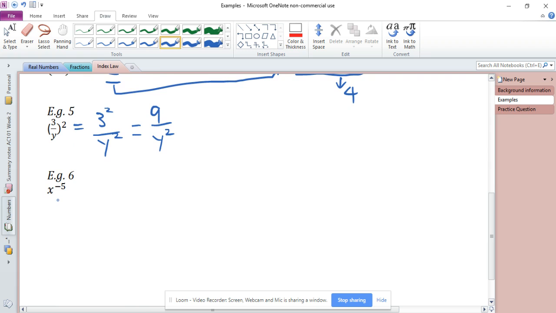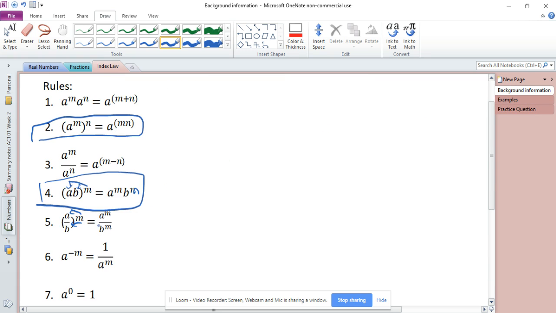Example 6. x power of minus 5. So here is a negative power. What should we do with a negative power? In some cases, the question wants you to express your final answer in positive power instead of negative power. So what can you do? Basically, we apply rule number 6. If you have a negative power, you make it the denominator, and it will change the power.